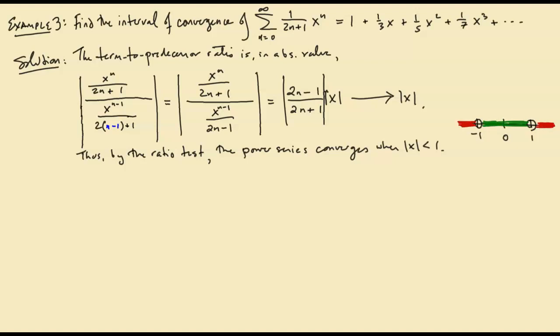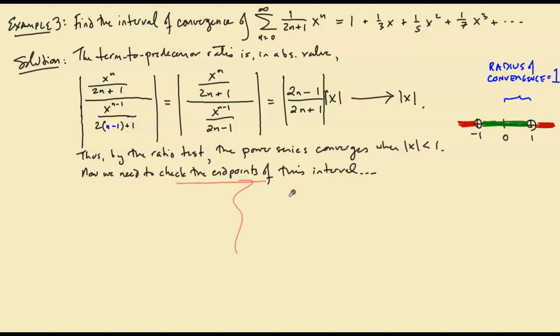Oh, by the way, a little terminology in passing. I use it in the book, but I don't think I've used it in this video yet. This length right here, from the point where the power series is centered to the endpoint of the interval, is called the radius of convergence. So the radius of convergence in this case would just be 1. Now we need to check the endpoints of this interval.